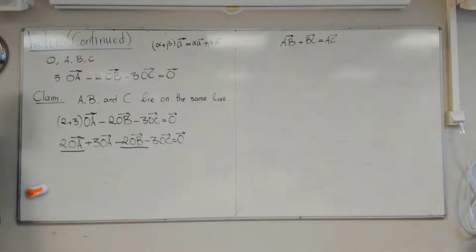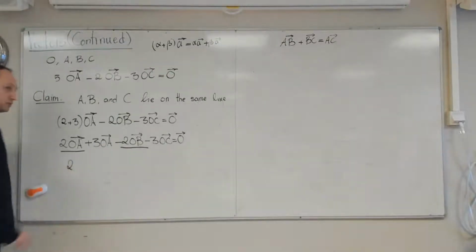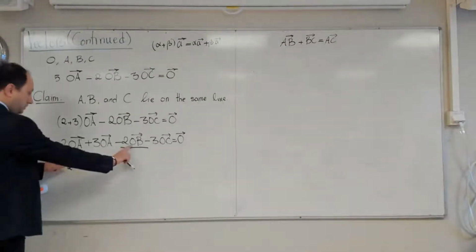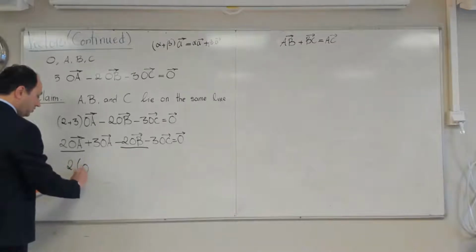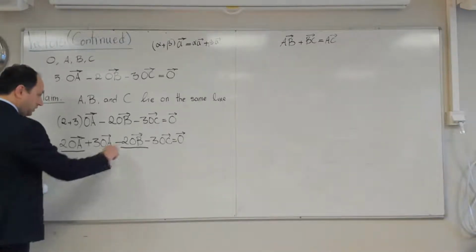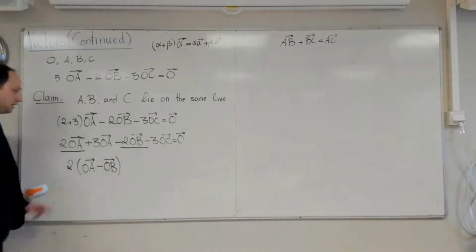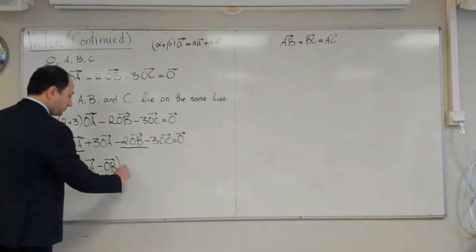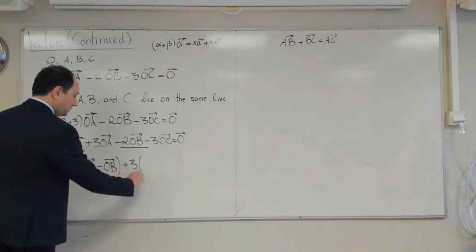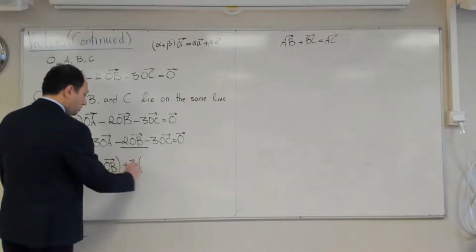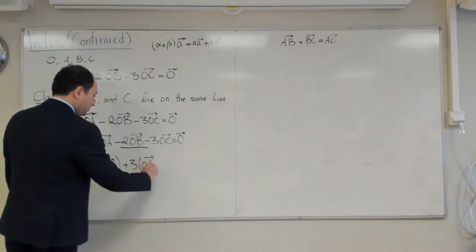Yes. If you mean this, can I pull that 2 out between these 2? Yes. So what is happening is OA minus OB. Agree? Okay. Now what can I do with what is left? Probably the same thing. Agree? So this becomes 3OA minus OC.